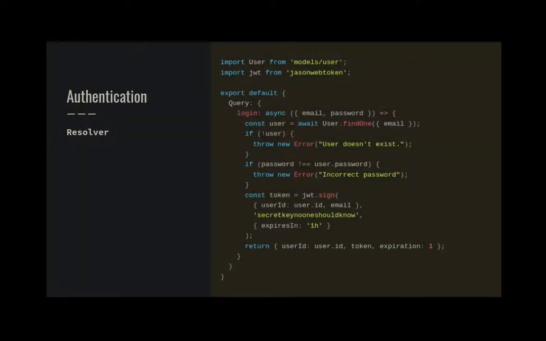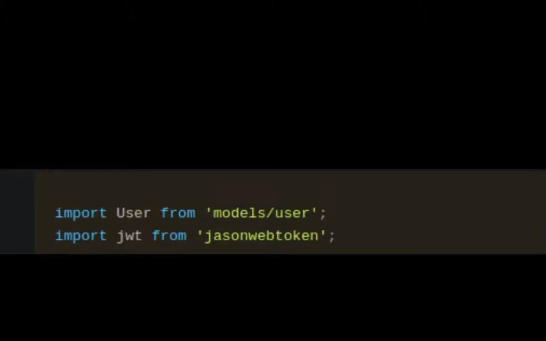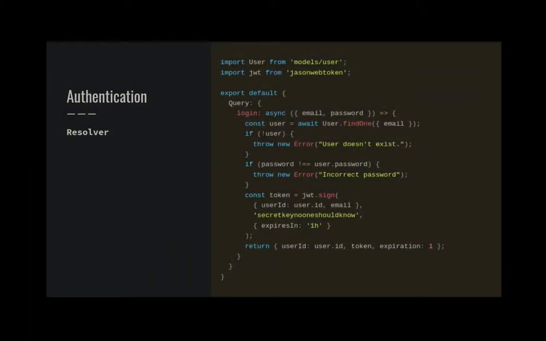For our resolver, we are using JSON Web Token. So first, we will import our user model and import JSON Web Token. Now inside our resolver, what we want to do is first validate the user who is trying to log in. And if that user passes our validation, we will give them the token that they will need to enable to sign into our application.